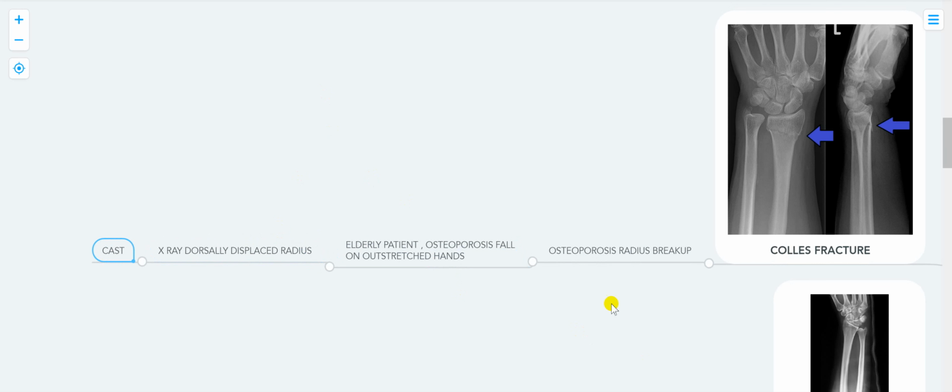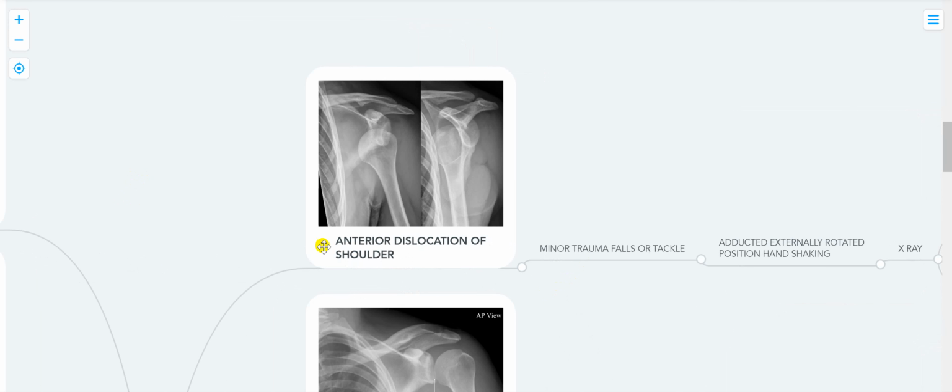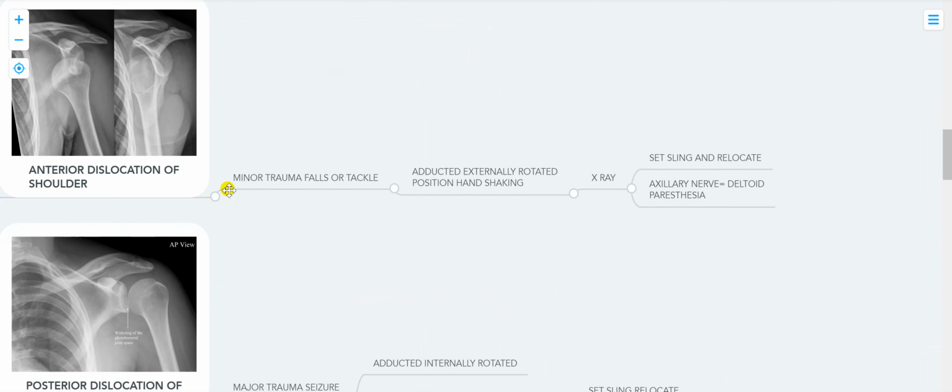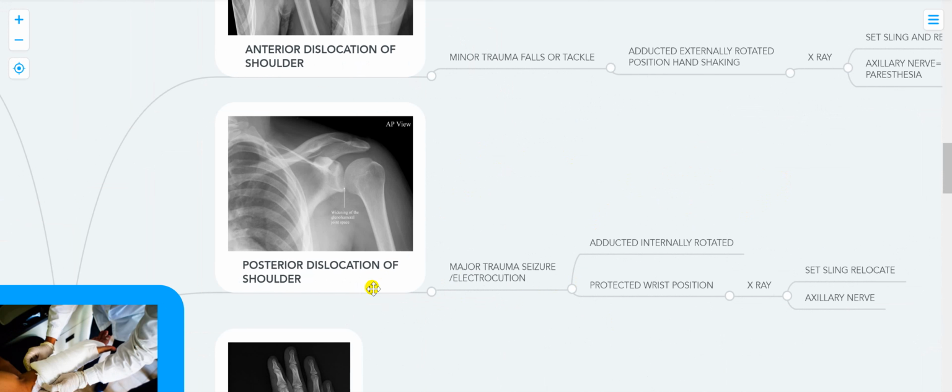Okay, so now let's do a quick overview of whatever we talked about. Anterior dislocation is usually due to a minor trauma to the shoulder. It presents in the handshaking position, adducted, externally rotated. You do X-ray, and then you sling and relocate. The posterior dislocation of the shoulder is usually due to a major trauma, seizure, or electrocution, usually adducted and internally rotated. So posterior is internally rotated, while anterior is externally rotated, and they're both adducted. Remember, anterior dislocation is the handshaking position, the other one is the other. Posterior, we do X-ray, same thing, sling, relocate.